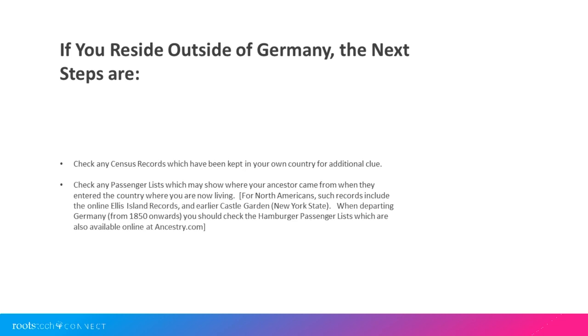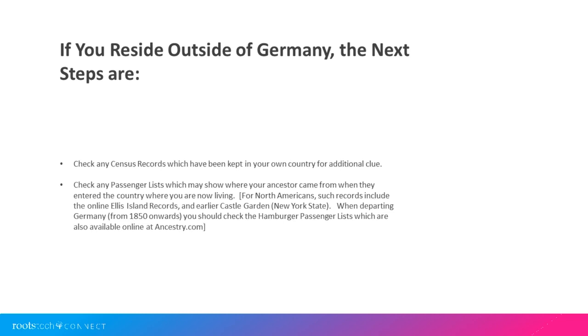Check any census records which may have been kept in your own country for additional clues. For one thing, it may confirm that your ancestor was German born, but it might also tell you that they were from Austria or another German-speaking country, or they may even tell you the town in Germany, or at least the province in Germany, which they came from. All of this is useful information.